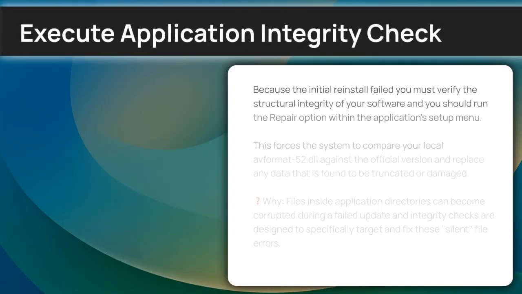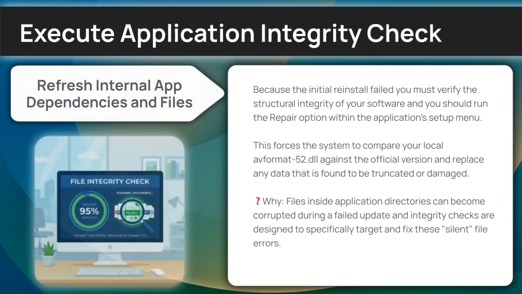If that didn't clear the error, follow these instructions to modify your system paths. If you need to pause the video to type these out, please do so. Because the initial reinstall failed, you must verify the structural integrity of your software, and you should run the repair option within the application setup menu. This forces the system to compare your local DLL file against the official version and replace any data that is found to be truncated or damaged.